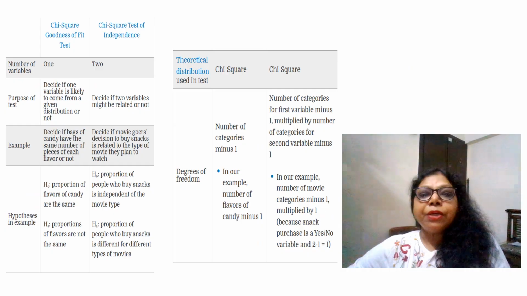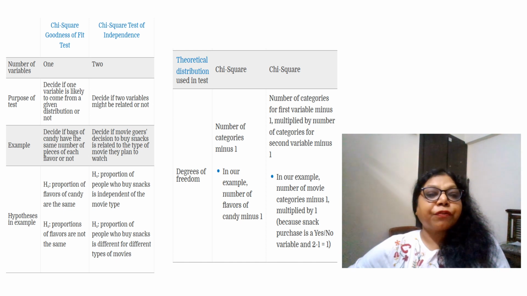So let's compare the two tests. If we see in chi-square goodness of fit test, the number of variables is 1, while on the other hand, in chi-square test of independence, the number of variables is 2. Then if we see the purpose of the test, chi-square goodness of fit test decides if one variable is likely to come from a given distribution or not. While in the chi-square test of independence, the purpose of the test is to decide if two variables might be related or not.